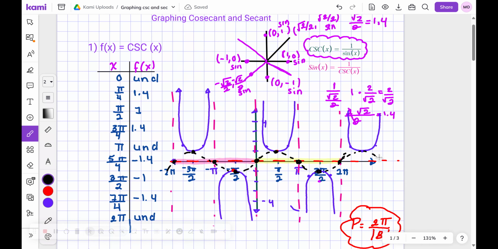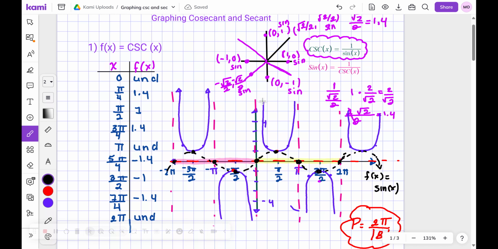So if you graph the sine function, where your sine function and the midline intersect, where the graph of sine and the midline intersect, you always have an undefined all the time.